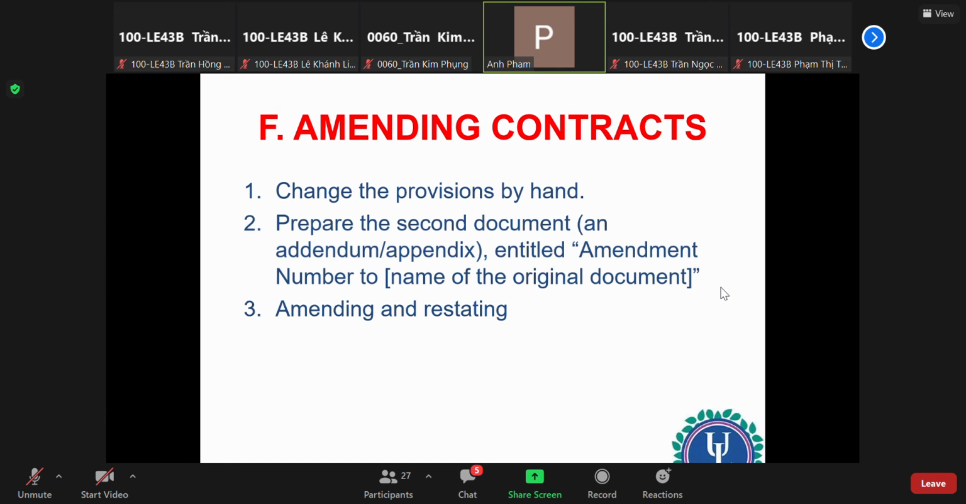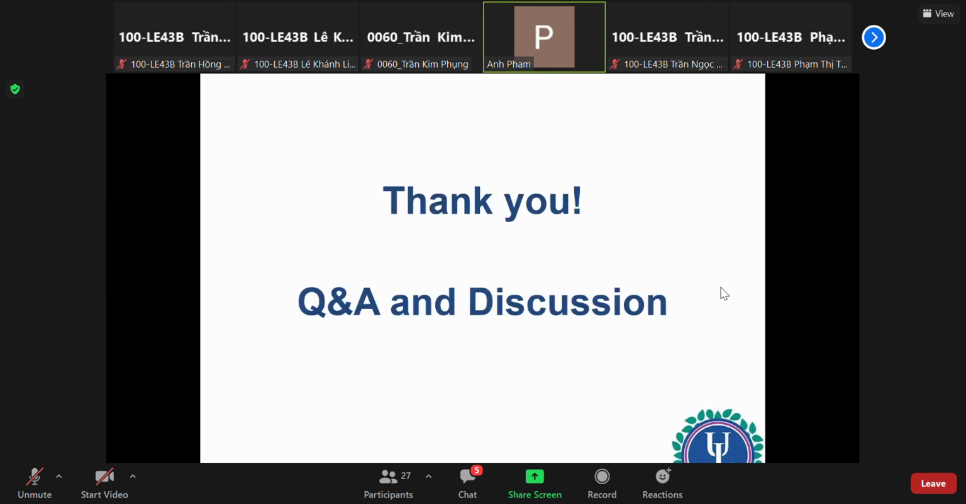For number 2, you prepare the second document. The original one still exists, still takes effect. But for number 3, you amend and restate the document. The original one will be deleted, will be destroyed, right? So those are the contents of our lesson today. Do you have any questions?